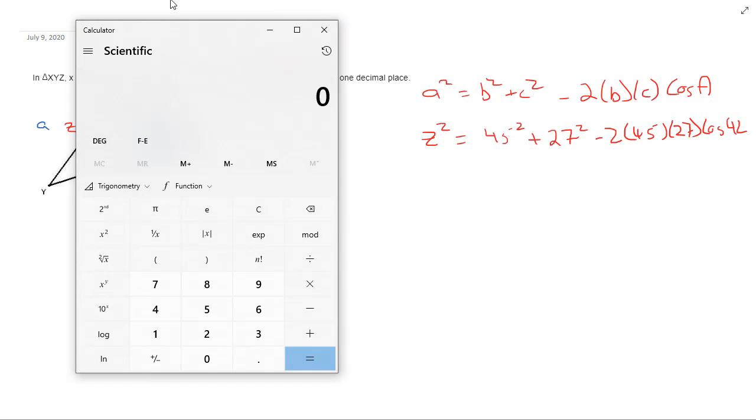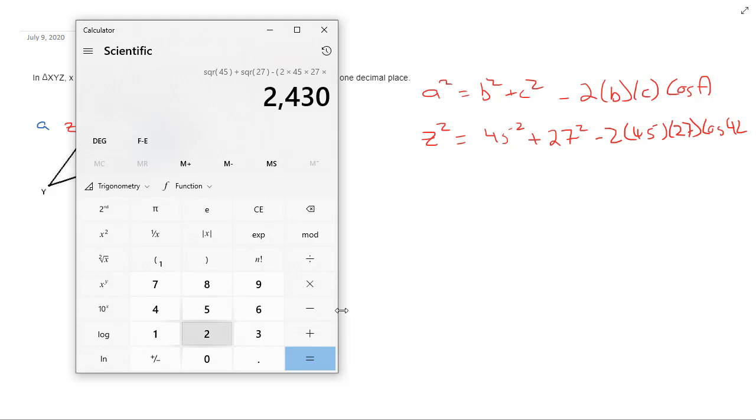Let me show you how you can use your Windows calculator to calculate this. So we're going to start off with 45, and we want to square that. Then we want to add that to the square of 27. Subtract. Now I'm going to put this in brackets because I want all of this multiplication to happen at one time. So bracket 2 times 45 times 27 times cosine of 42.